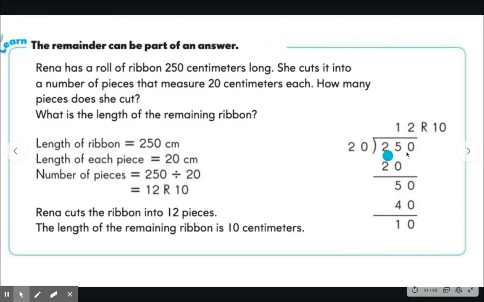So when we have 250 divided by 20, we have the answer 12, but we also have a remainder of 10. So there are 12 pieces with a remainder of 10 centimeters left over. Rena cuts the ribbon into 12 pieces. The length of the remaining ribbon is 10 centimeters. So see how that remainder became part of the answer.